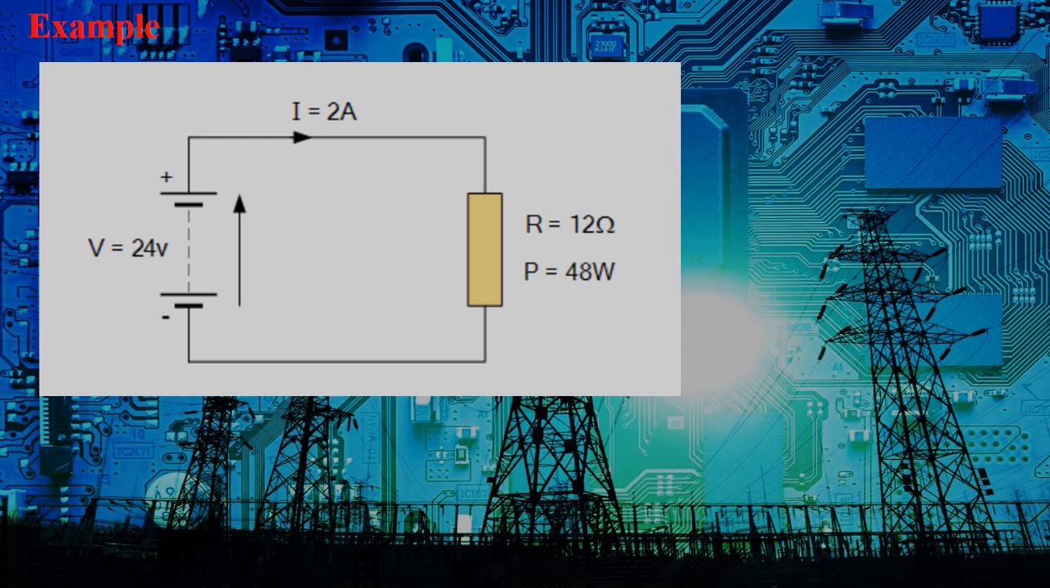Or you can go the other way around. V squared on R, 24 squared divided by 12 will also give you 48 watts. Or you can go the other way around. I squared times resistance, 2 squared, which is 4, times 12, will give you 48 watts as well. So this is how you work out electrical power.